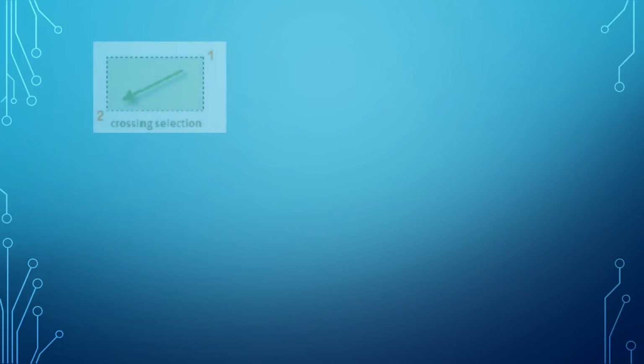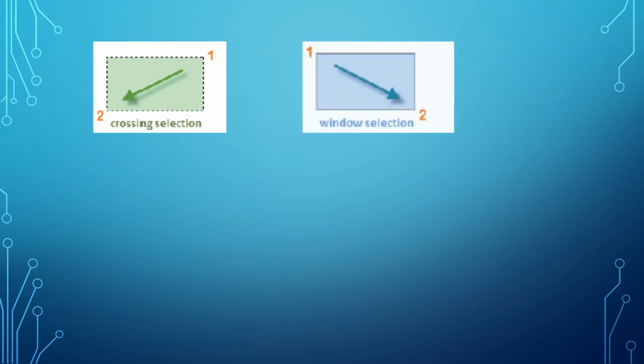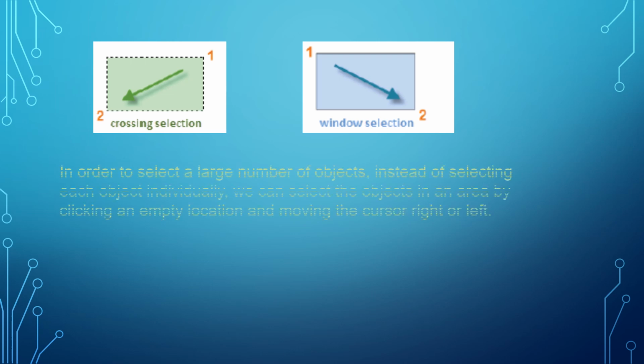Now we are going to know how to select an object. There are two methods in object selection. One is crossing selection and another one is window selection.